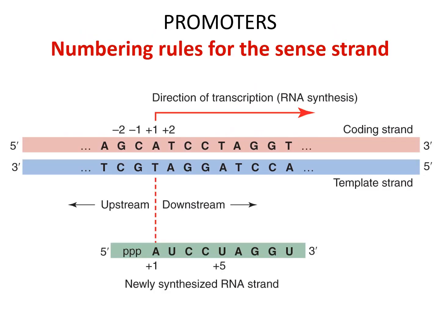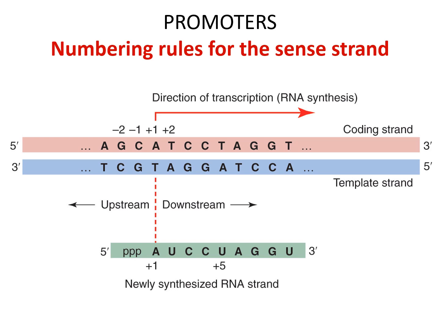So for the promoter, here we can see how they number the nucleotide. For the first nucleotide, the transcription start site, we number it +1, and then to the right would be the downstream, so +1, +2. Before the transcription start site is the upstream sequence, so -1, -2.